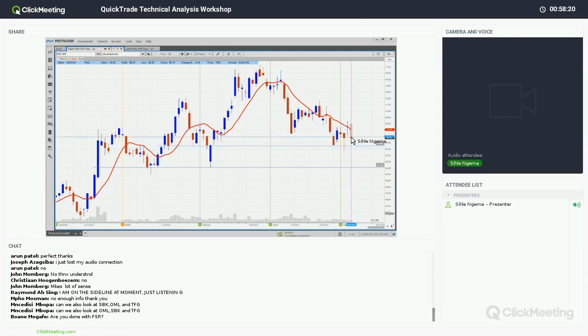So if you check your price now, your price is below the moving average. So I wouldn't go in and buy Standard Bank. Sorry, First Rand right now. I would stay away from First Rand until I see the price reversing and moving higher.